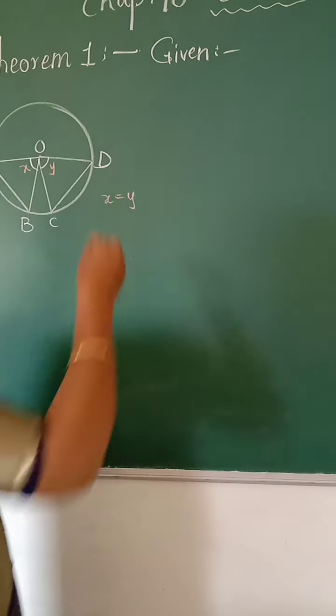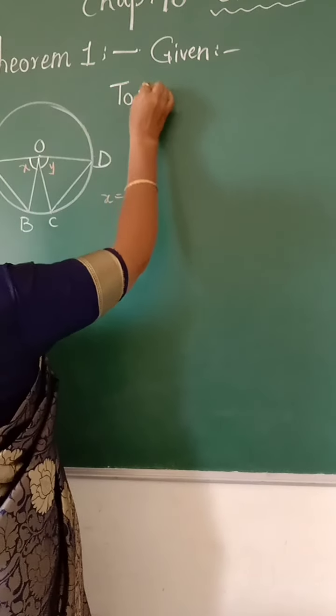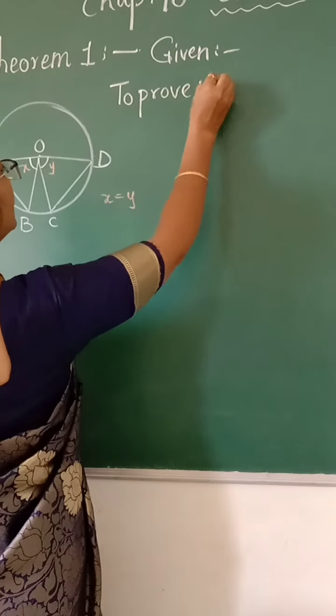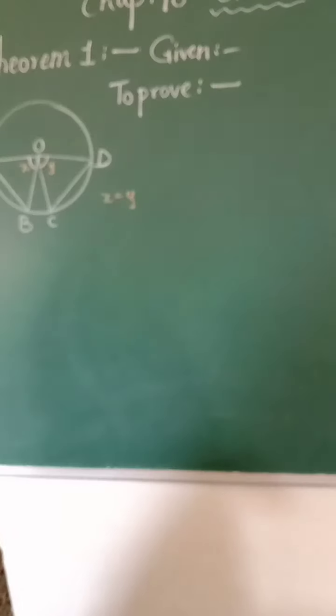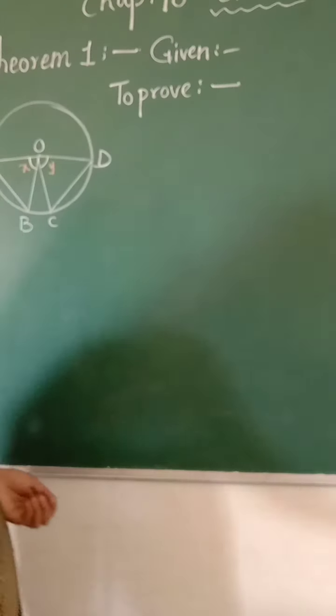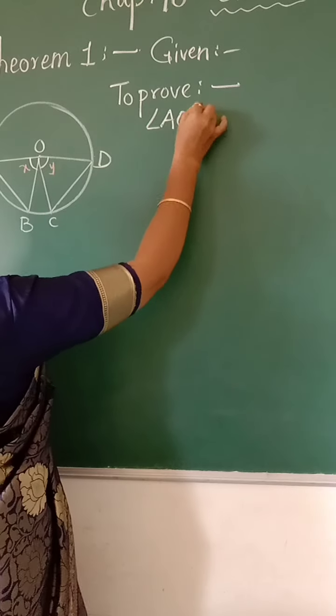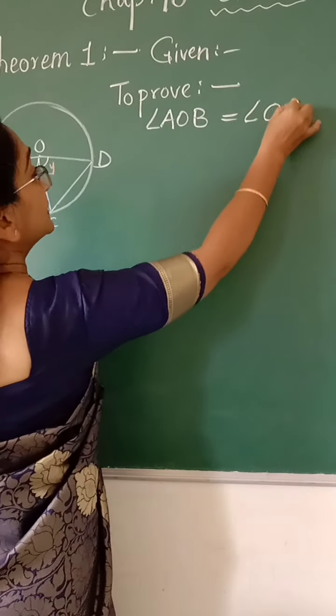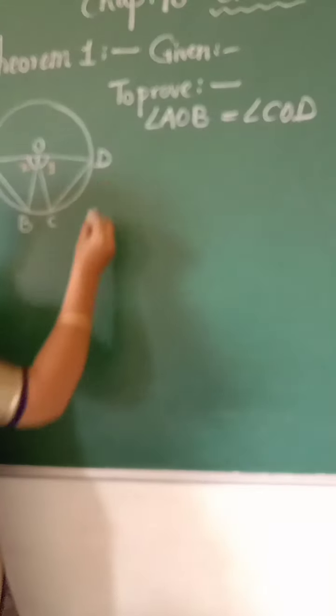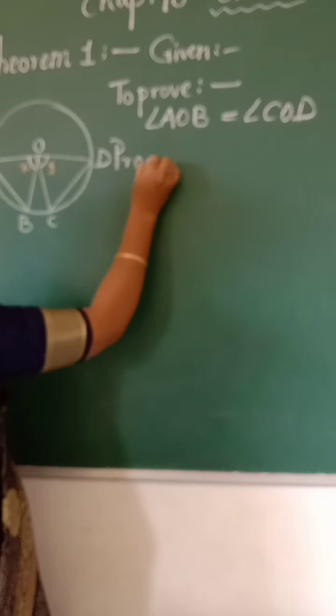Then to prove. In to prove, we have to prove that angle AOB is equal to angle COD. This we have to prove. So start writing the proof.